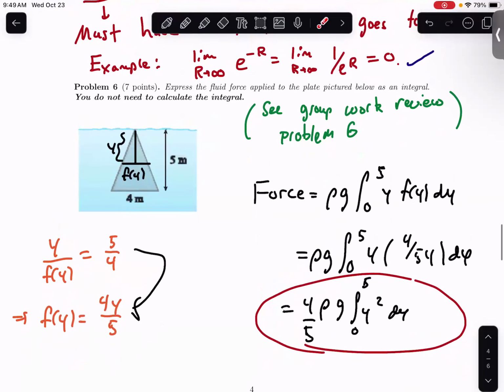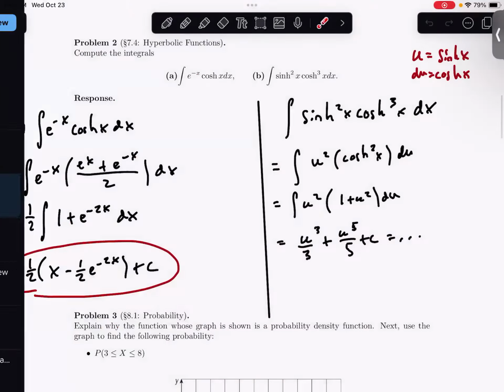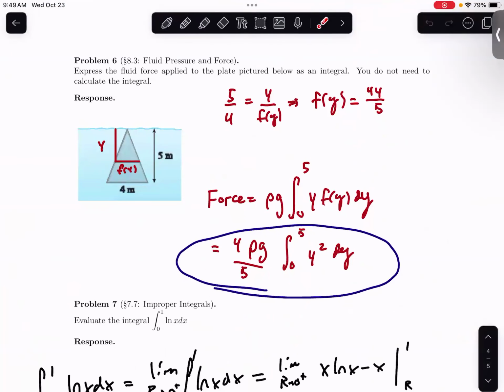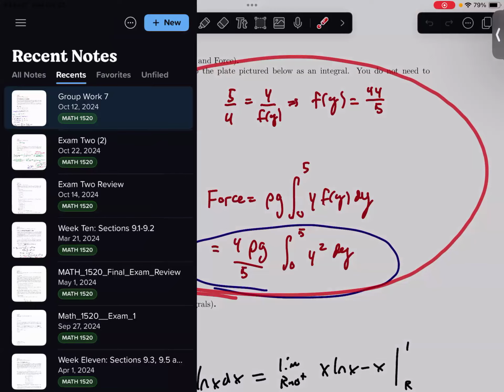Okay, and then problem 6. This one just came from the group work review as well. So this problem was just like this one with the same numbers.